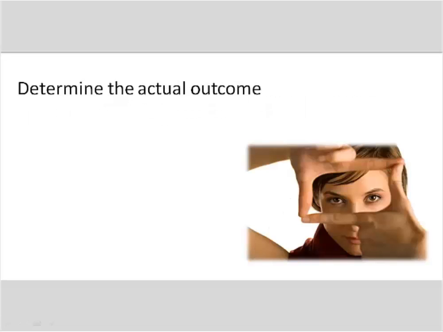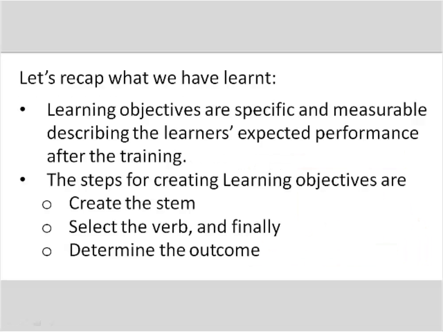Now that the verb is added, determine the actual outcome. This step basically revolves around the performance of the learners after taking the training. Let's recap what we have learned. Learning objectives are specific and measurable, describing the learner's expected performance after the training. The steps for creating learning objectives are: create the stem, select the verb, and finally, determine the outcome.